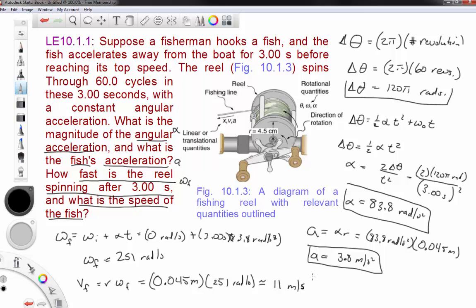We can also figure out how far the fish has traveled in this time, although that should be the number of cycles times 2 pi, meaning this number, times the radius. And so you'd have 120 times pi times 0.045 meters, and that would be 16.96 meters. So the fish travels about 17 meters during this time.